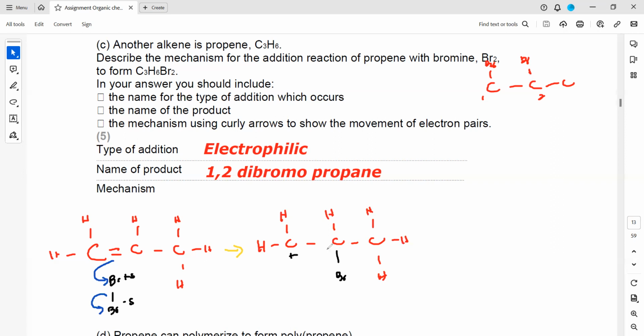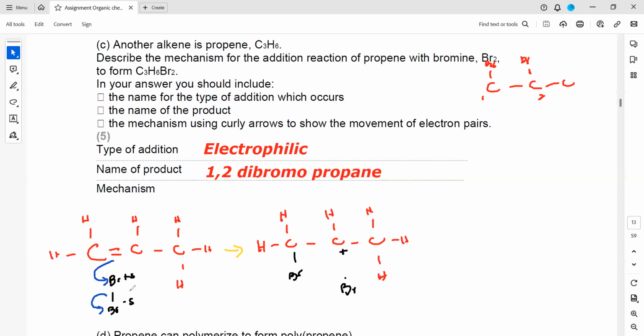If a bromine is attached to the second carbon, this will have only one carbon chain. But if a bromine is attached to the first carbon, this will be a carbocation. This carbocation will be more stable. Why will it be more stable? Because it is surrounded by more alkyl groups, and alkyl groups are electron releasing groups. So they reduce the positive charge on the carbocation, which will make it more stable.